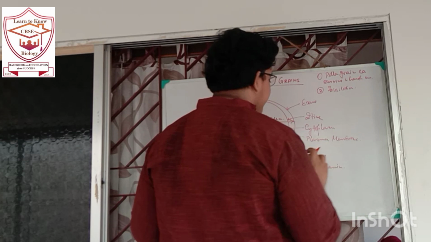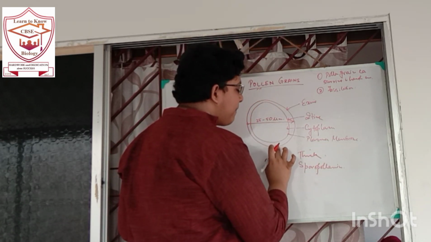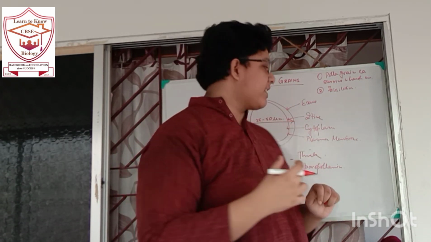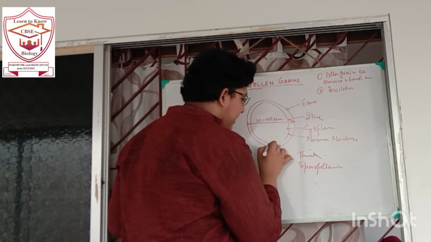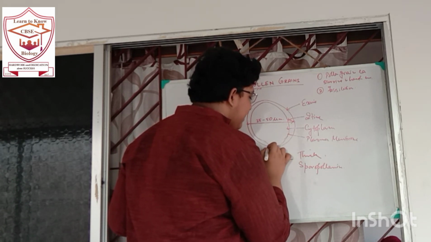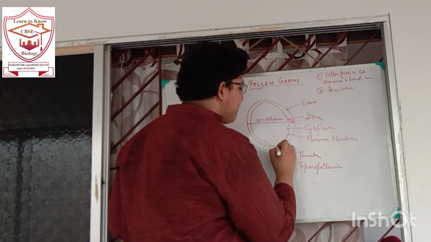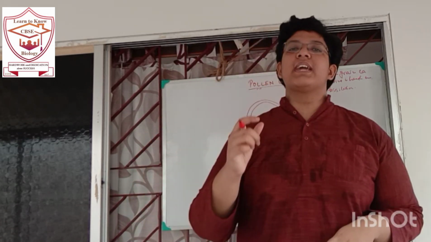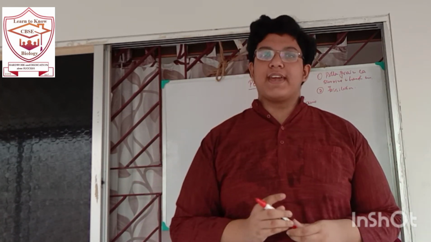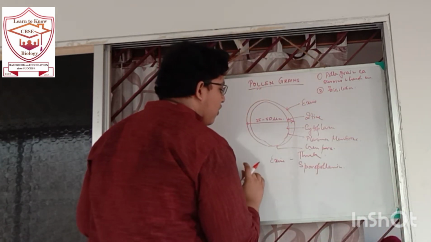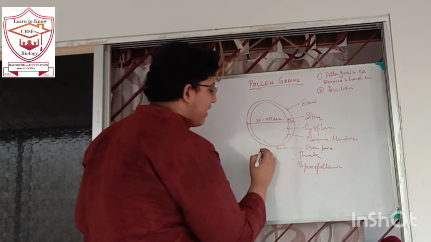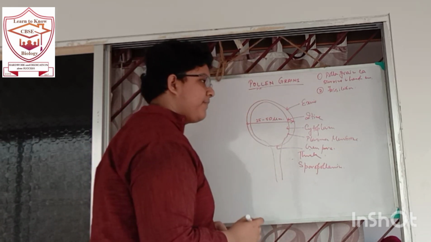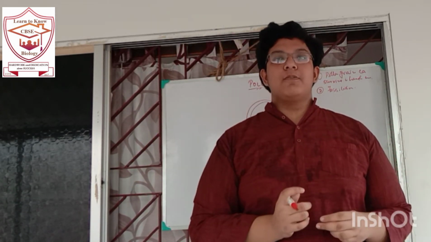Now, the exine has an opening where no exine is formed, only intine, and the intine is in contact with the outer surface. This is known as the germ pore, an opening in the sporopollenin layer of exine. On germination on the stigma, when the pollen grains germinate, the pollen tube arises from the germ pore.